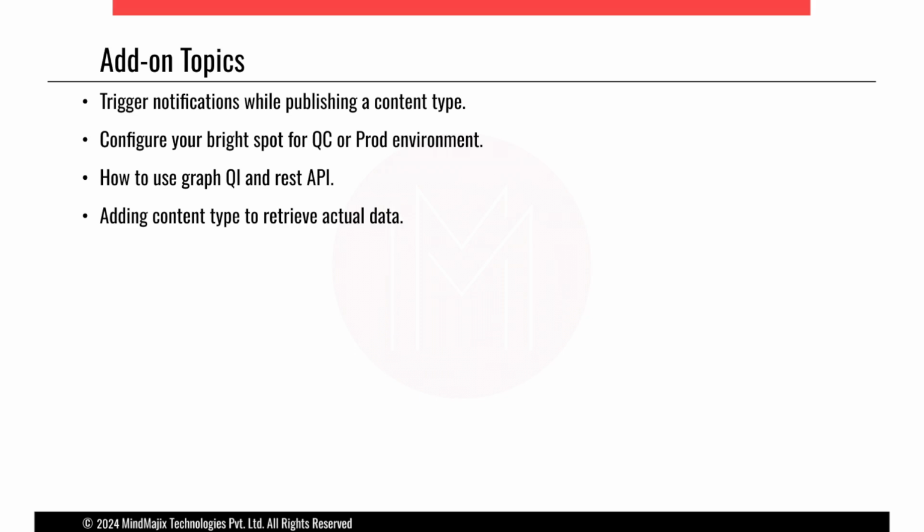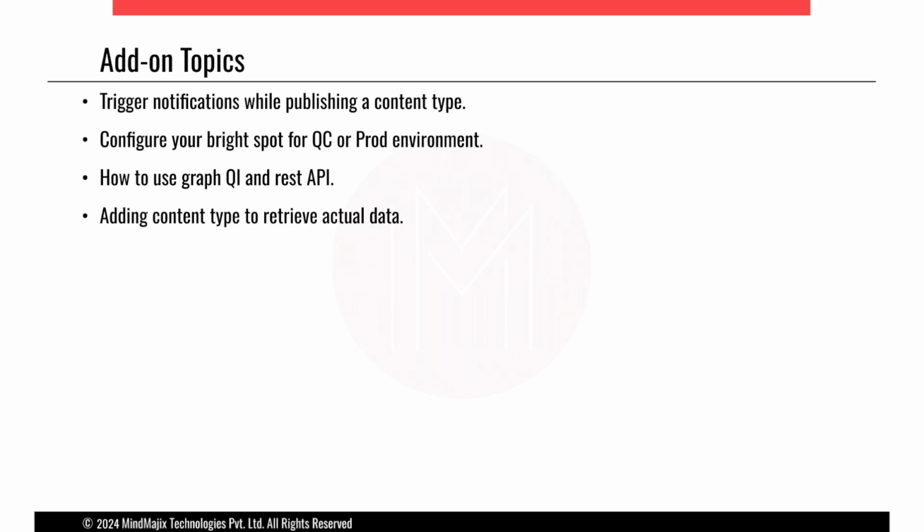That API will automatically be triggered, and that will update it in the database. And the second point is configuring your Brightspot on QC and production environments. I will be teaching you how to connect your Brightspot tool from your Node.js environment. As we are developing a project, we have a few different environments: development, QC and production. I will be teaching you how to configure your Brightspot application on QC and production environments, and how to manage them.